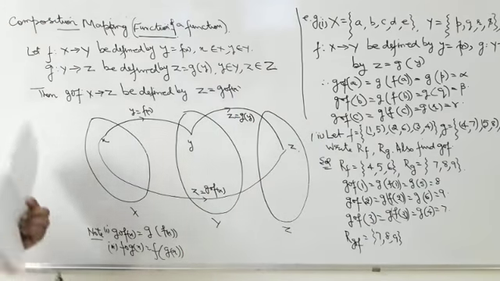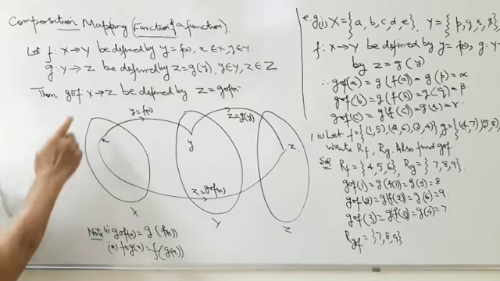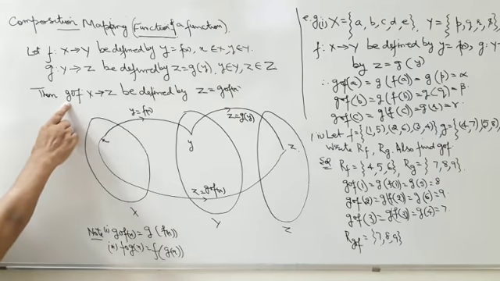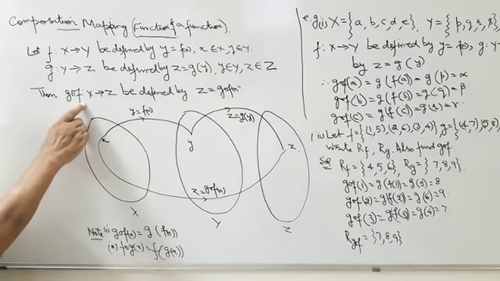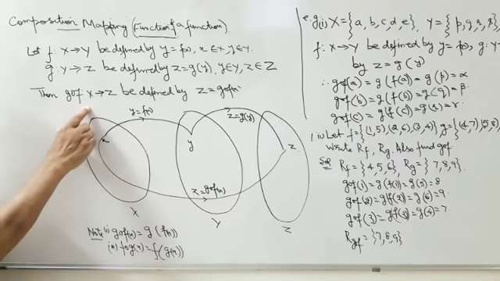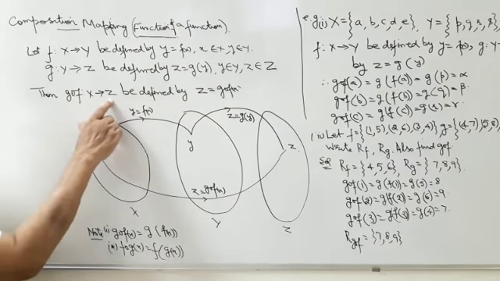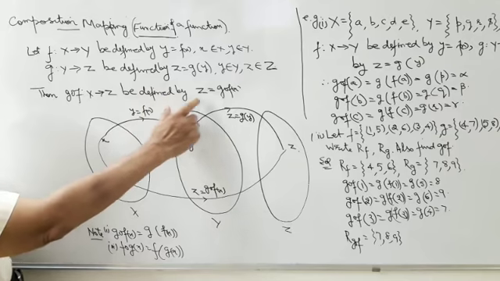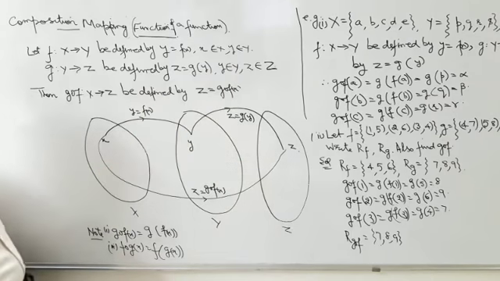Then we have g circle f. It is to be read as g circle f, not g o f. g circle f is a mapping from X to Z. We define it by z is equal to (g circle f)(x).